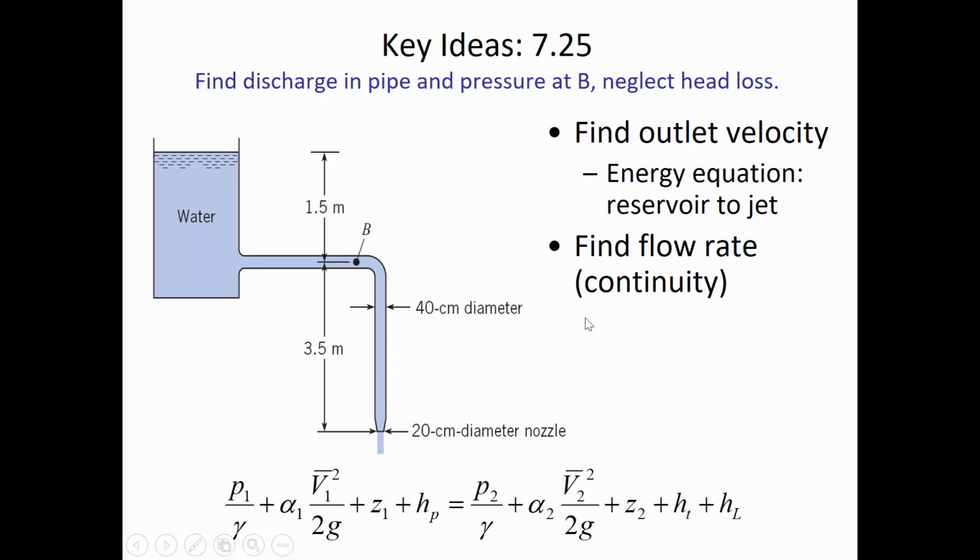You find the flow rate after you've solved for V2, and then the pressure at B can be calculated by solving the energy equation another time between location 2 and location 1, where the only unknown at location 1 then will be the pressure. So the emphasis I want to give you for this problem is to neglect the head losses. We've got 1 minute.